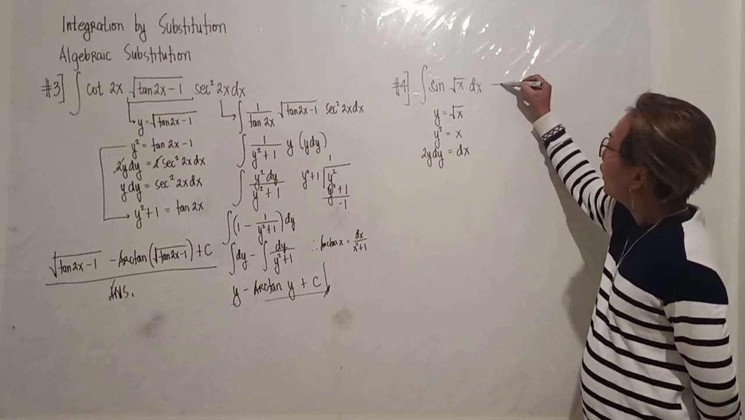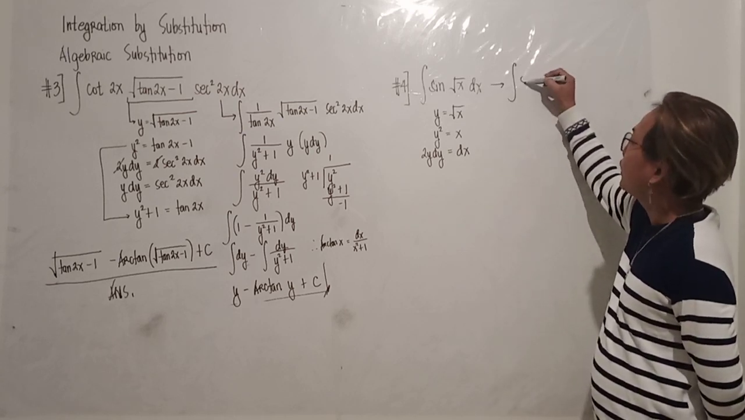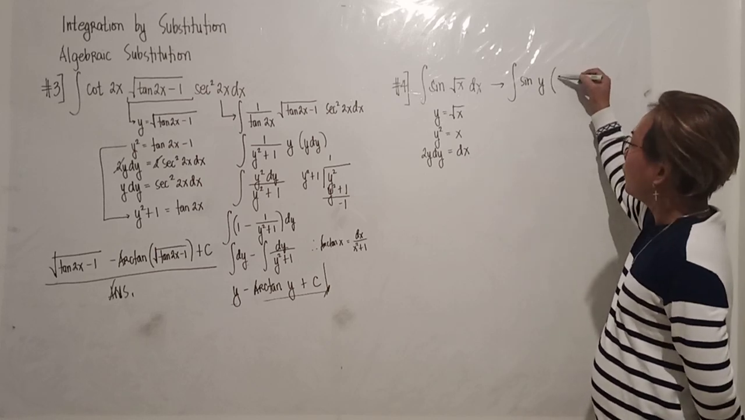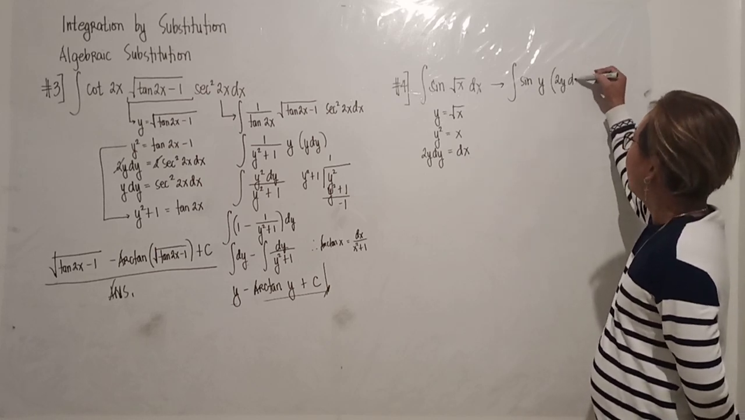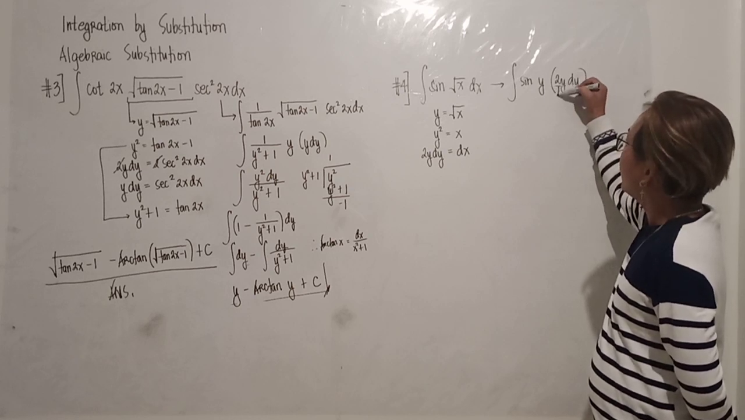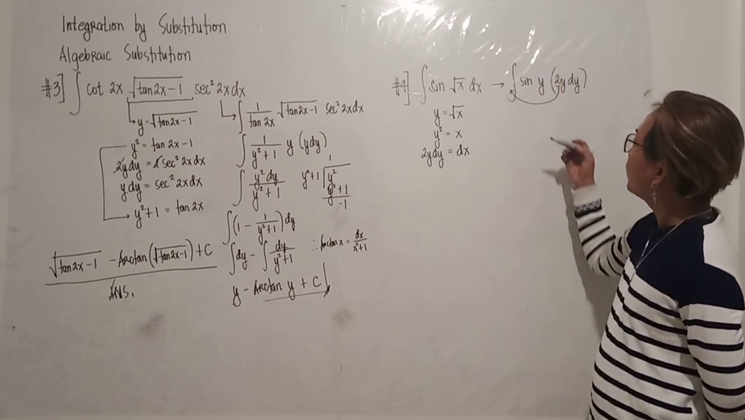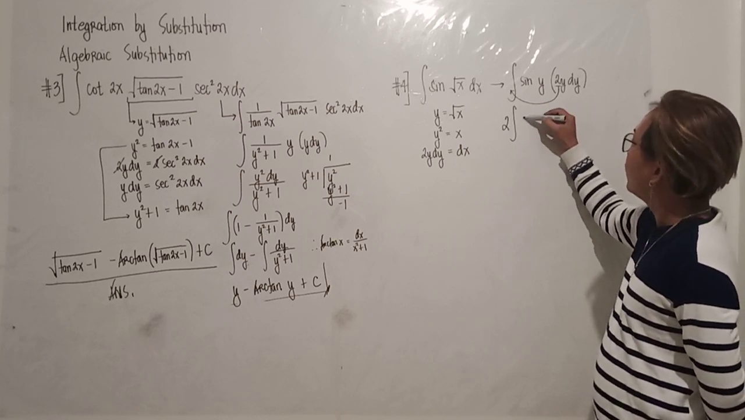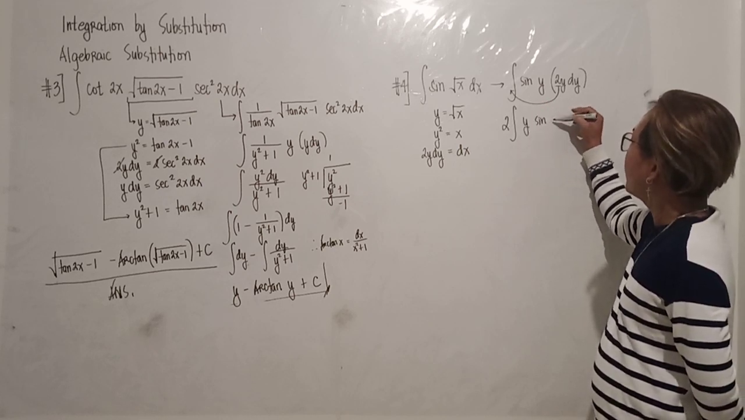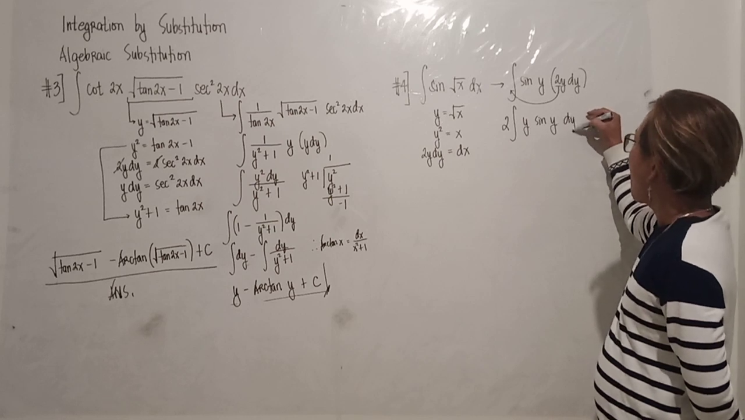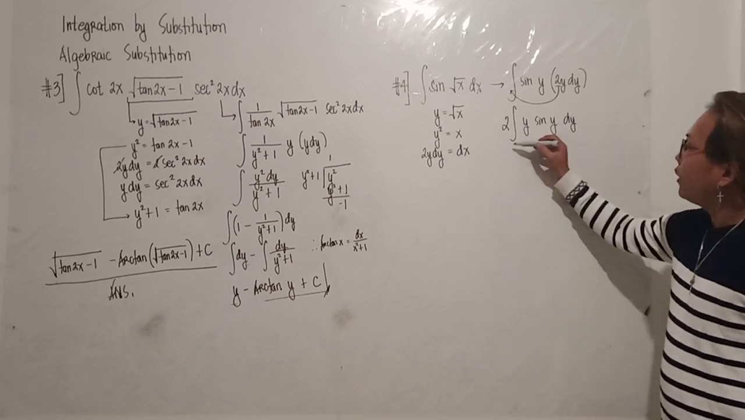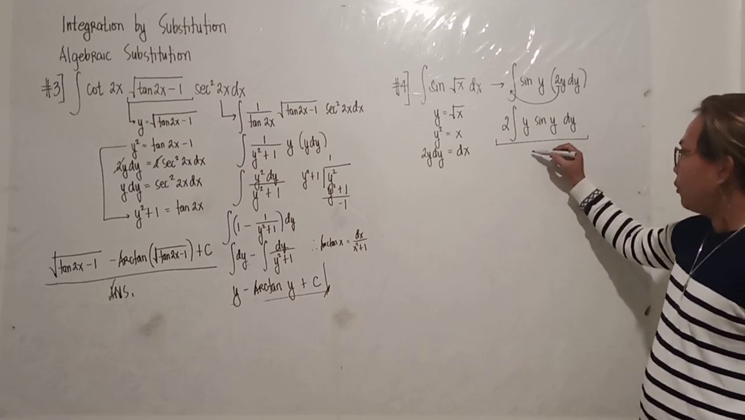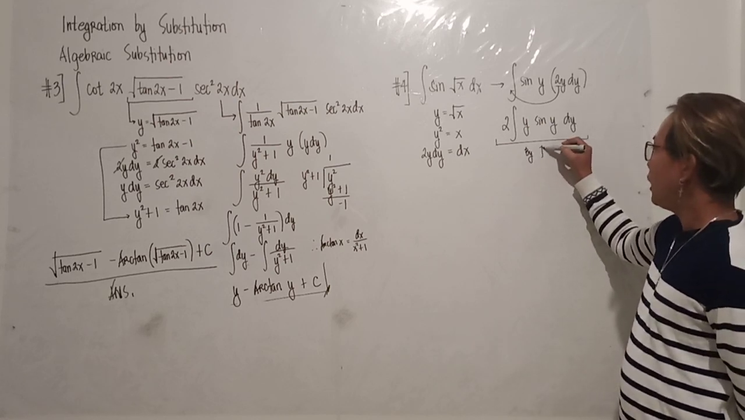So simplifying this equation, you will now have sine of y. But the dx is equivalent to 2y dy. So 2 is a constant, you can take it out. So your equation now is 2, then the integral of y, then sine of y dy. If you will notice, this equation can be evaluated through integration by parts.